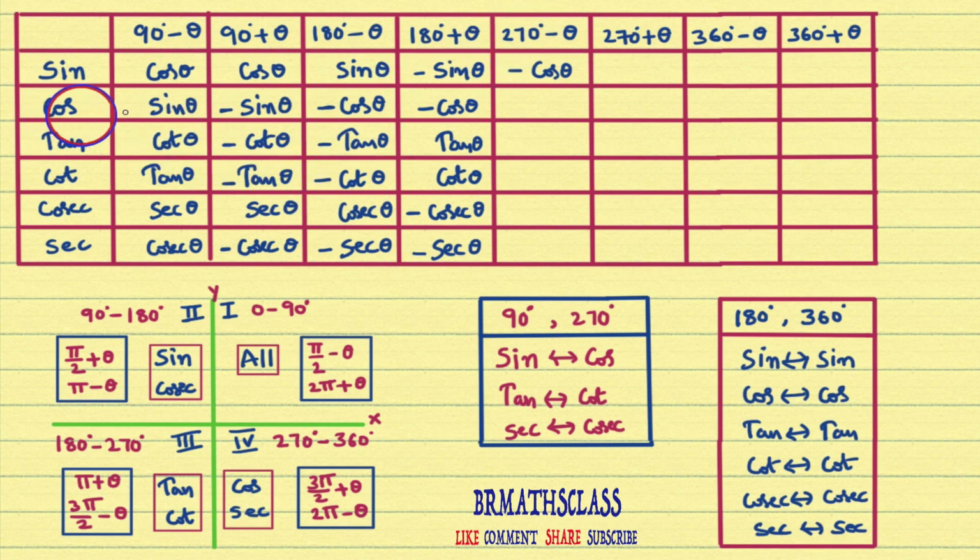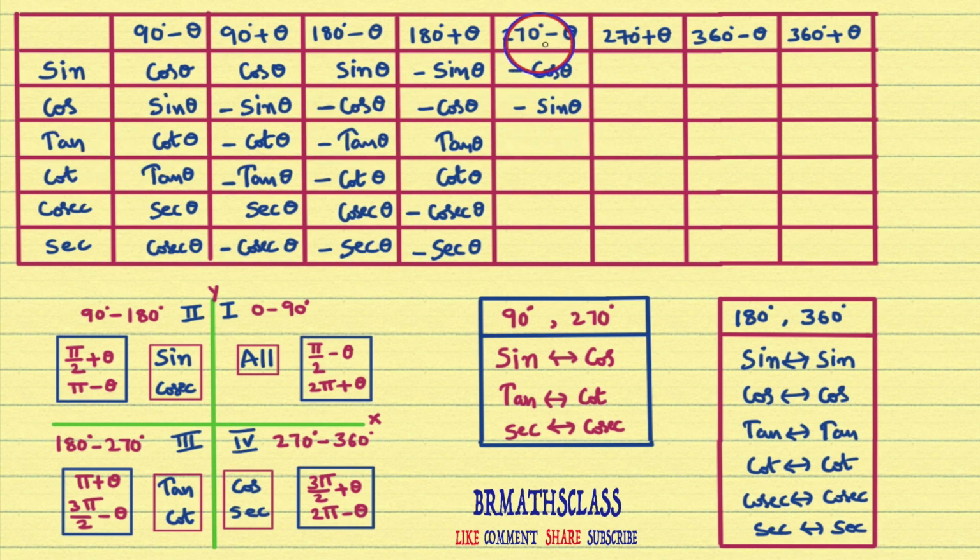Now cos(270 degrees minus theta). As you saw 270 degrees, cos changes to sine. You write sine theta. Okay. Now 270 degrees minus theta is in the third quadrant. In the third quadrant cos is negative. So cos(270 degrees minus theta) is minus sine theta.